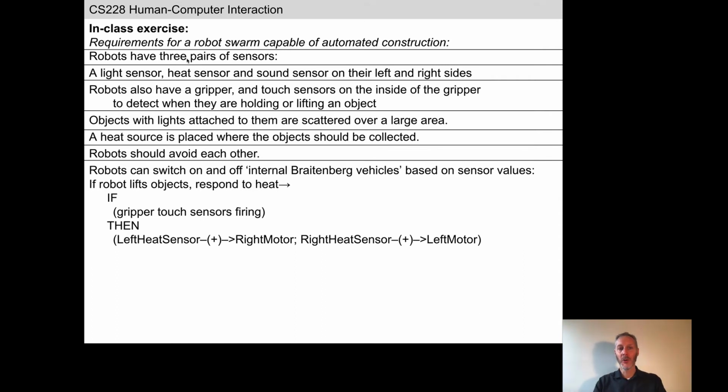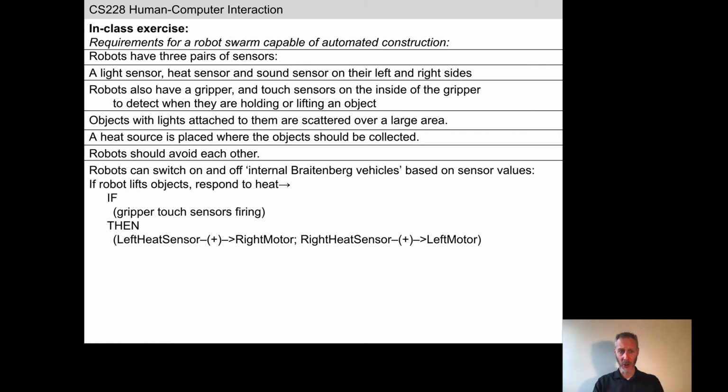We're going to assume that each robot has three pairs of sensors. So a pair of light sensors, front left and front right, a pair of heat sensors, front left, front right, and a pair of sound sensors, front left, front right. We'll assume this robot has a gripper on its front, and on the inside of the gripper, it's got touch sensors, so it knows whether it's in contact with an object or whether it's gripping an object. If there's an object inside the gripper, those touch sensors are firing. If there is not, the touch sensors are not firing.